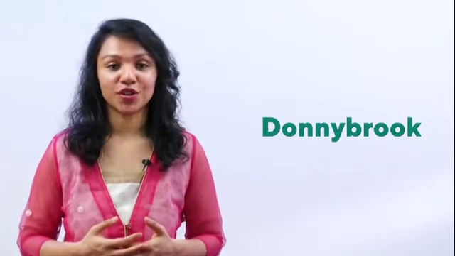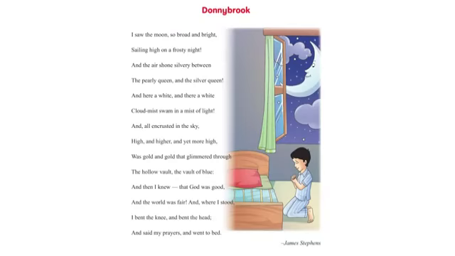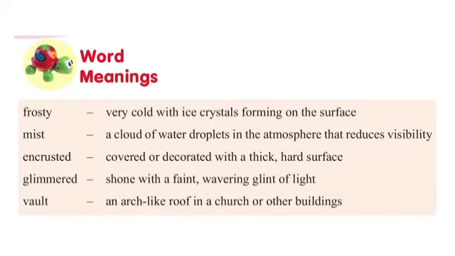On page 25, you find a beautiful little poem called Donnybrook. It's written by James Stephens. He also happens to be Irish. Go ahead and read that poem. It is simple. It is about the beautiful night sky. There are words to be learned maybe for the first time. Go through those words, learn their spellings, and use them in sentences.